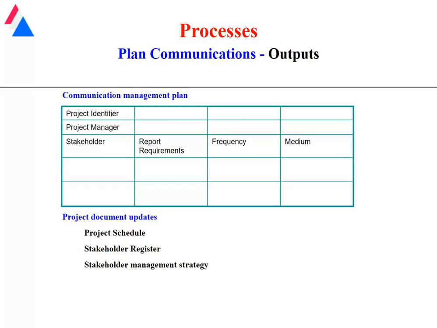The output from the plan would be a documented communication plan indicating who the stakeholder is, what the reporting requirements are for that person, how frequently those reports are provided, and what medium is used for that. You would also use this to update the project schedule, the stakeholder register, and the stakeholder management strategy.